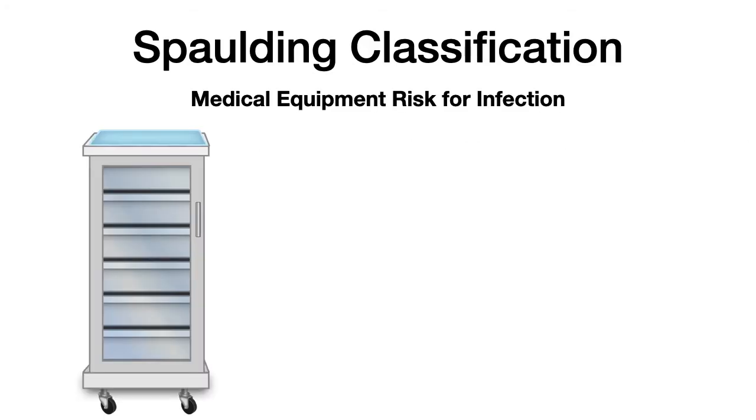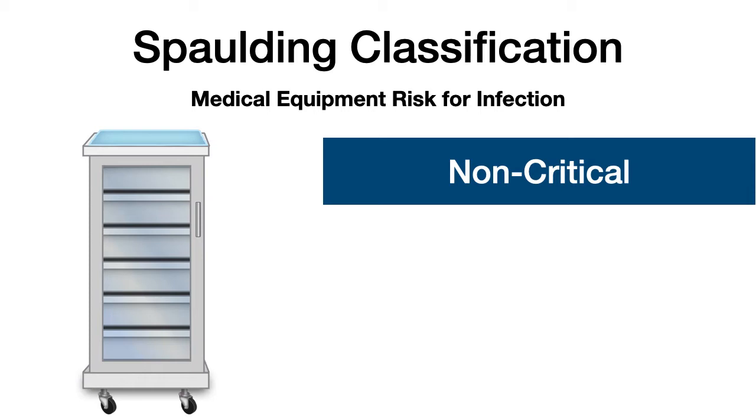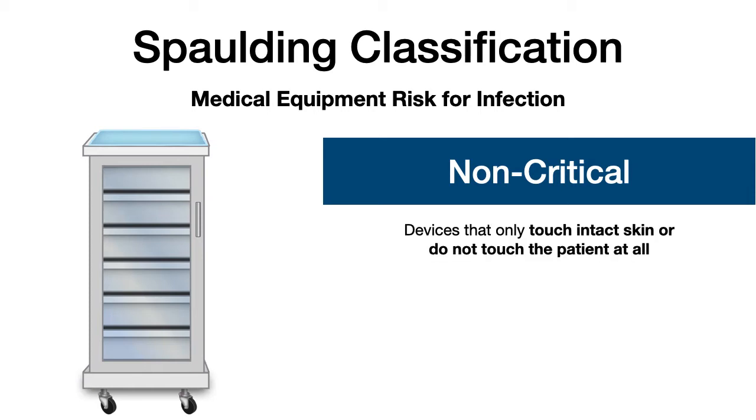So in healthcare, we use a lot of equipment, and the equipment is categorized into non-critical, semi-critical, and critical according to Spalding. This is known as the Spalding classification of medical equipment according to the risk for infection. So here is a storage device. It is a non-critical item. And what is a non-critical item? This is a device that just touches the skin or might not even touch the patient at all.